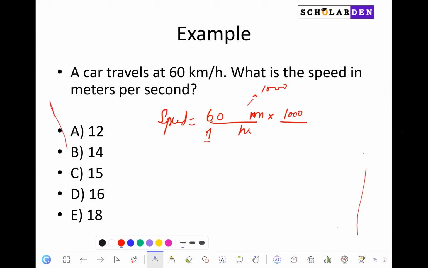And then for each hour, how many seconds do we have in each hour? Okay, so in each hour you've got 60 minutes, right? And then for each minute you've got 60 seconds. Okay, so this is seconds.